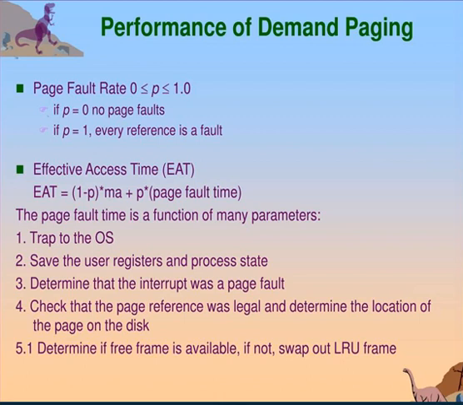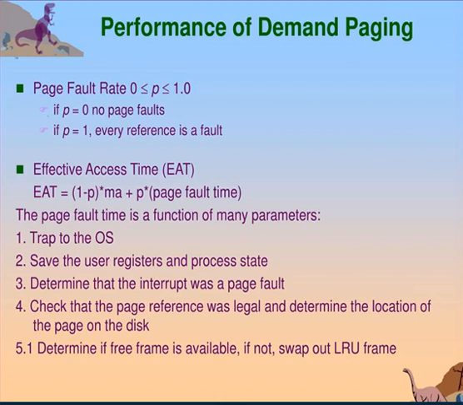If, however, a page fault occurs, what is happening? We must first read the relevant page from disk and then access the desired word. Here we are taking small p. Let p be the probability of a page fault. The value of p must be 0 less than or equal to p less than or equal to 1. We would expect p to be close to 0. That is, there will be only a few page faults.